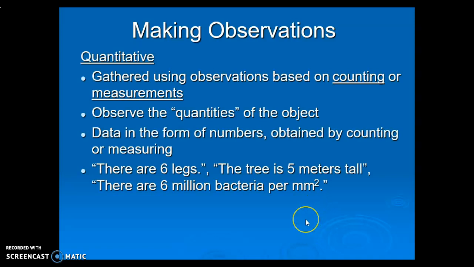Our other kind of observation we're going to make is a quantitative observation, and that's an observation we get by counting or measuring things, or observing what you'd call the quantities. So basically, if you get a number for something, it's going to be a quantitative observation. So here are some examples of quantitative observations. There are 6 legs. The tree is 5 meters tall. There are 6 million bacteria.